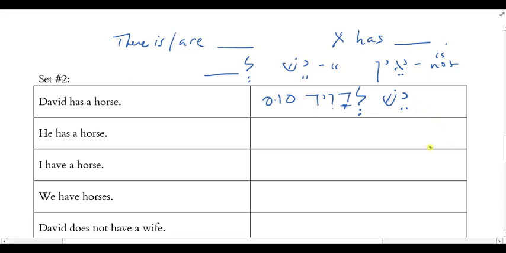All right. Now, how would I say, instead of David has a horse, he has a horse? Yesh. And then lo. Exactly. So I don't want the vocal shva. I just want the whole vav. Yesh lo. Can I ask a question?